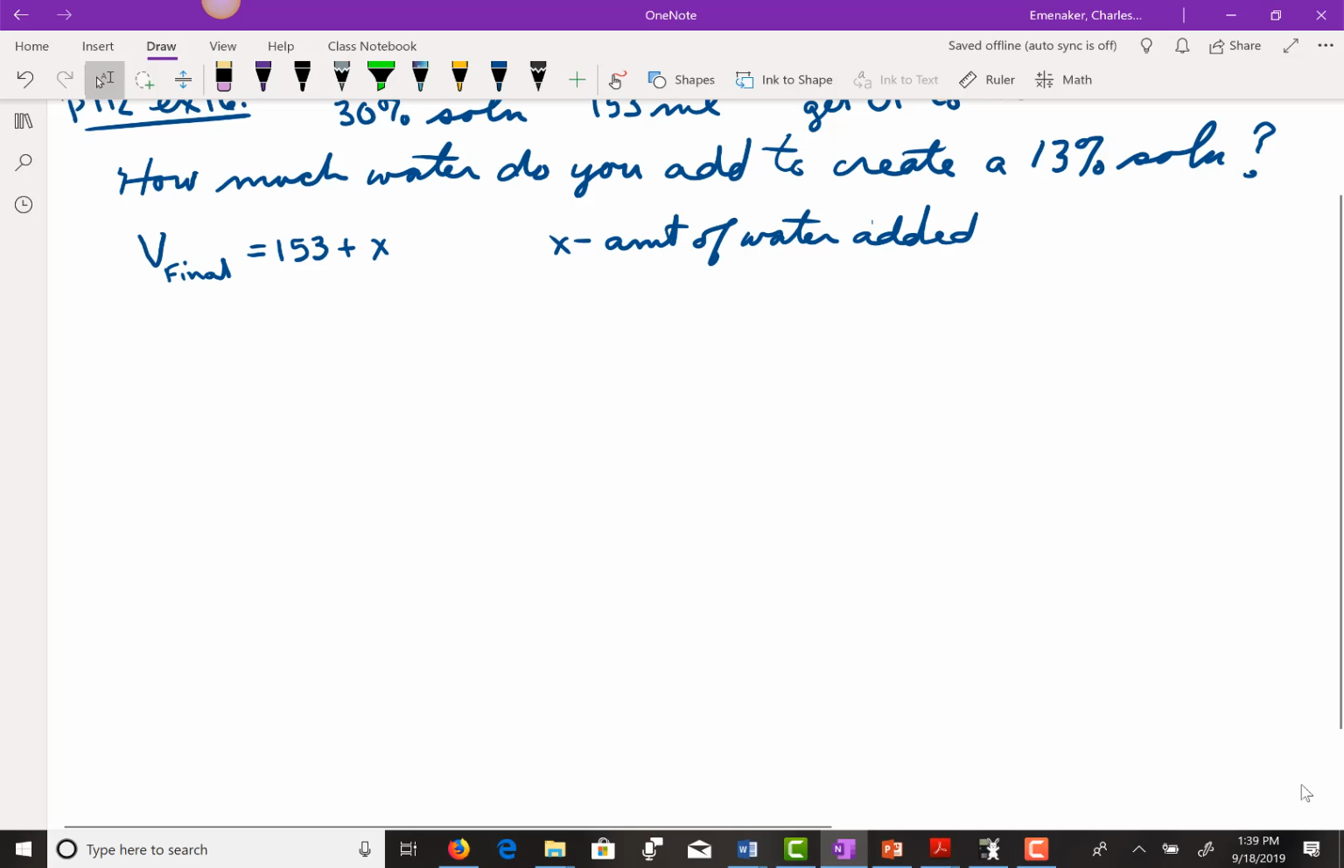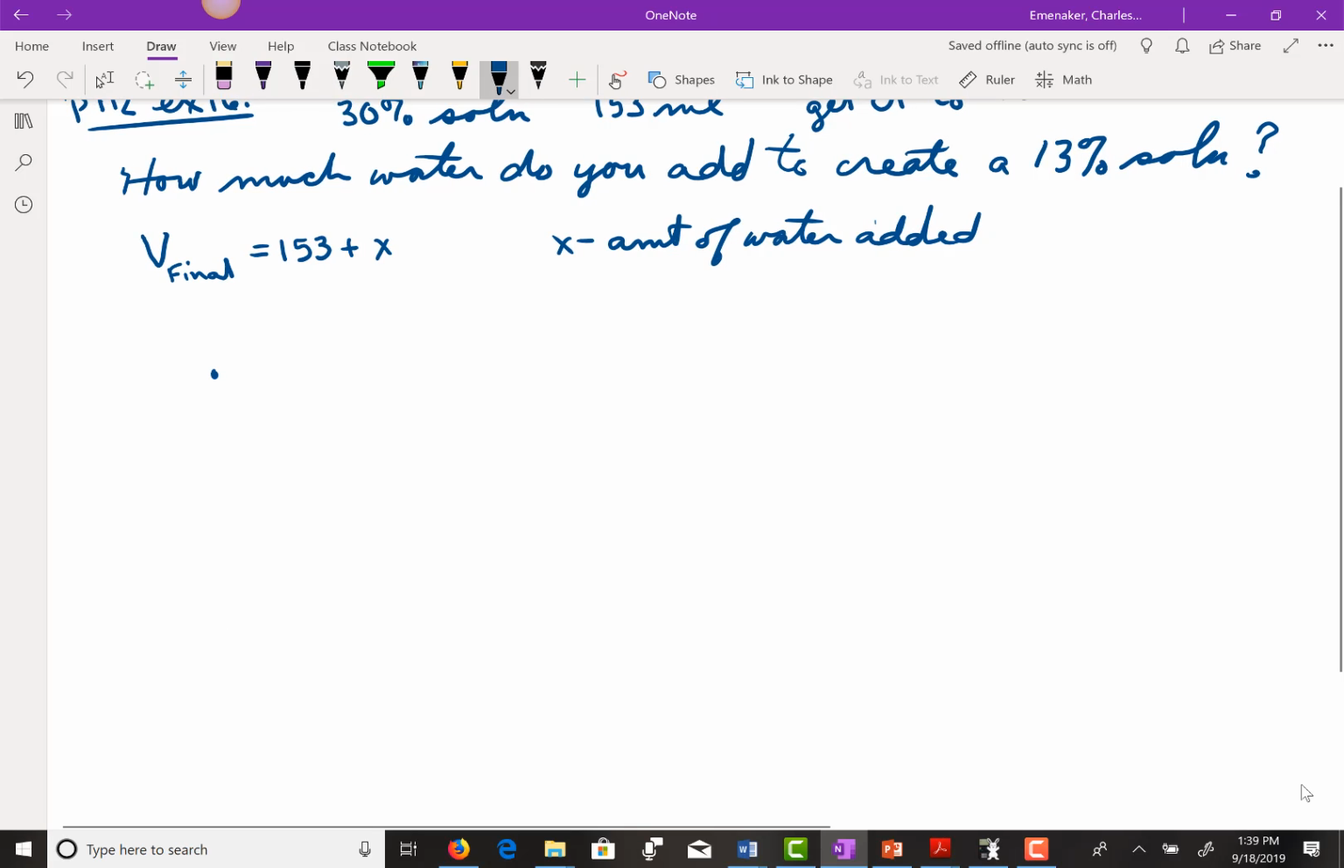Okay, so we know that what we start out with is a 30%. Convert that back to a decimal. And 0.3, which is 30% as a decimal, times the 153 milliliters tells us how much of the stuff, the active ingredient, maybe sounds better, I'm calling it stuff, is in the original mixture. Does that make sense to everybody? When we're done adding water, we're going to have the same amount of the active ingredient, aren't we? Does everybody buy that?